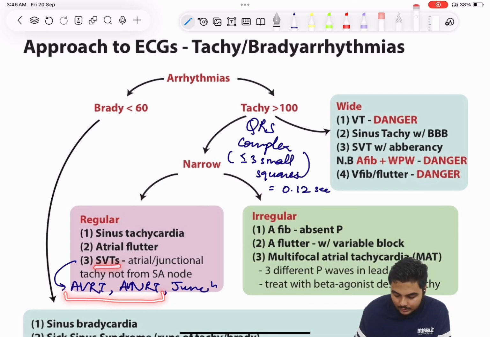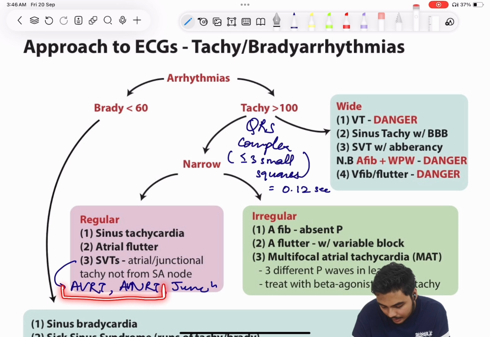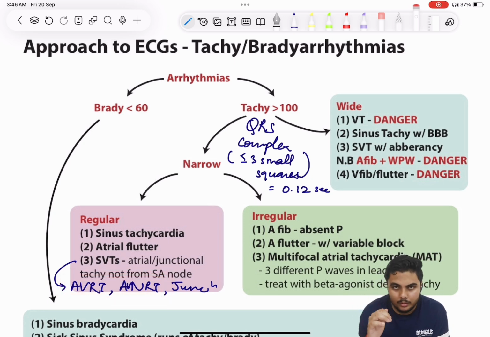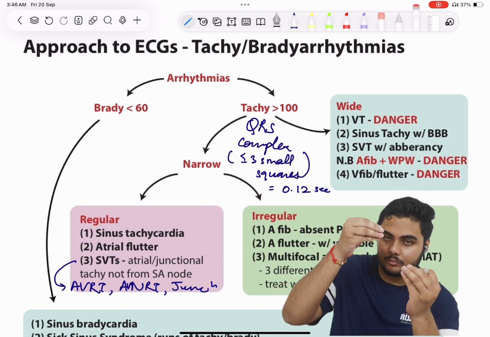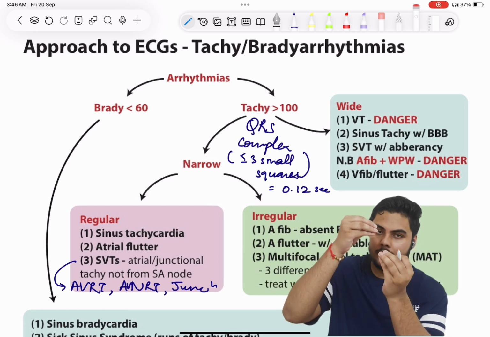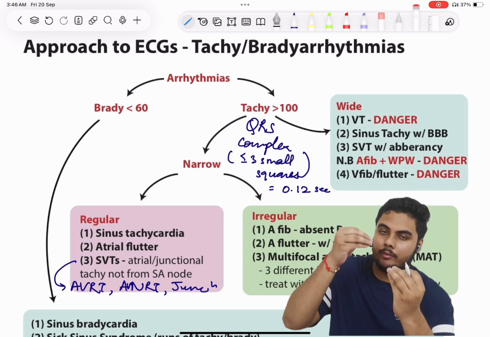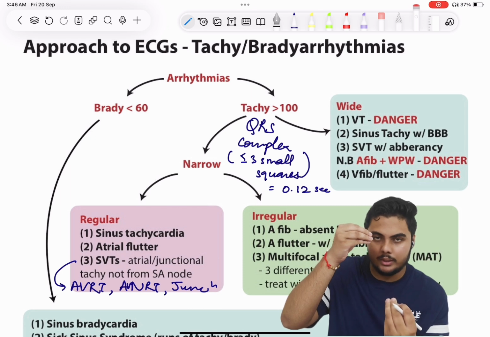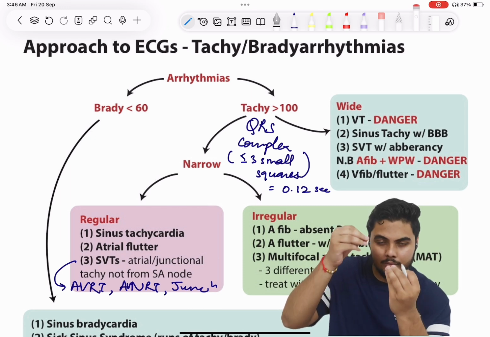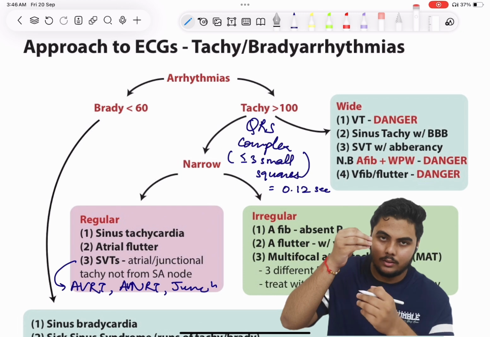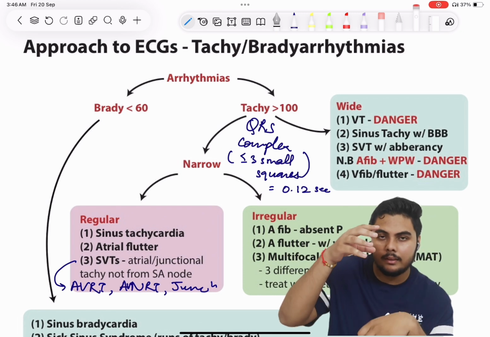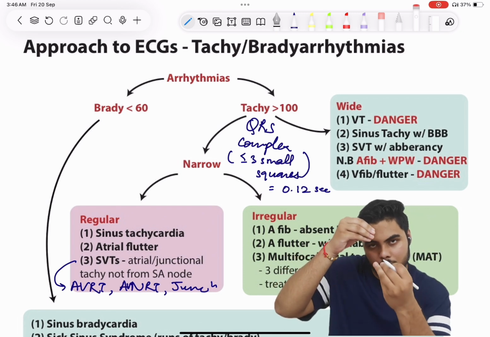But what you have to remember, guys, is that AVRT, AV re-entry tachycardia, and AVNRT, AV nodal re-entry tachycardia, the mechanism is the same for both: there is a re-entry of the impulse from the AV node before going to the ventricles, right? For example, guys, this is the atrium, this is the SA node, and this is the AV node. So the impulse generates in the SA node, goes into the AV node, and then goes below into the ventricles. Now, instead of going below from the AV node, it goes upwards into the atria itself.